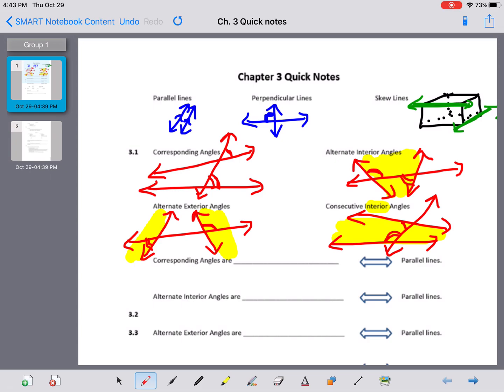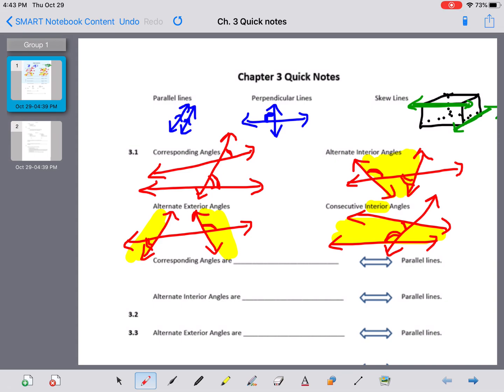Now, I want to make a point. If you look at those four pictures I just drew, I purposely did not make those lines parallel anywhere in there, because this vocab goes to a relationship of angles, and that's it. There's no numbers attached to those relationships, okay? Because those are locations. That vocab belongs to location, okay?